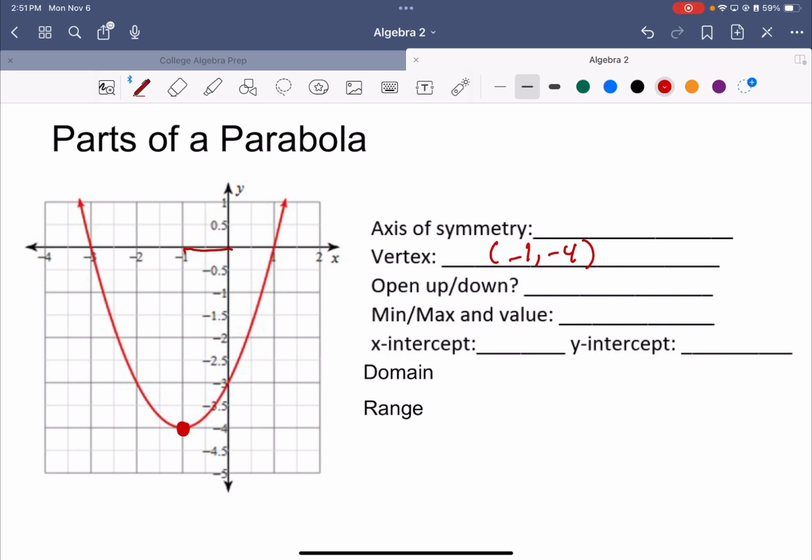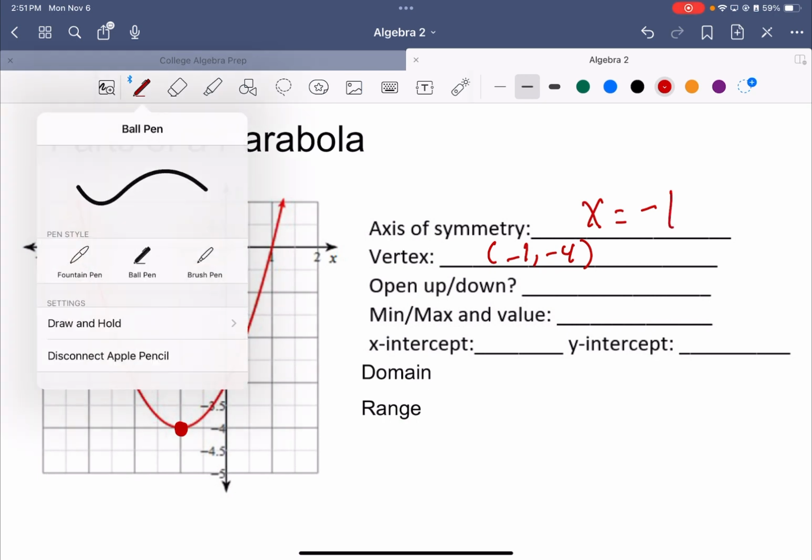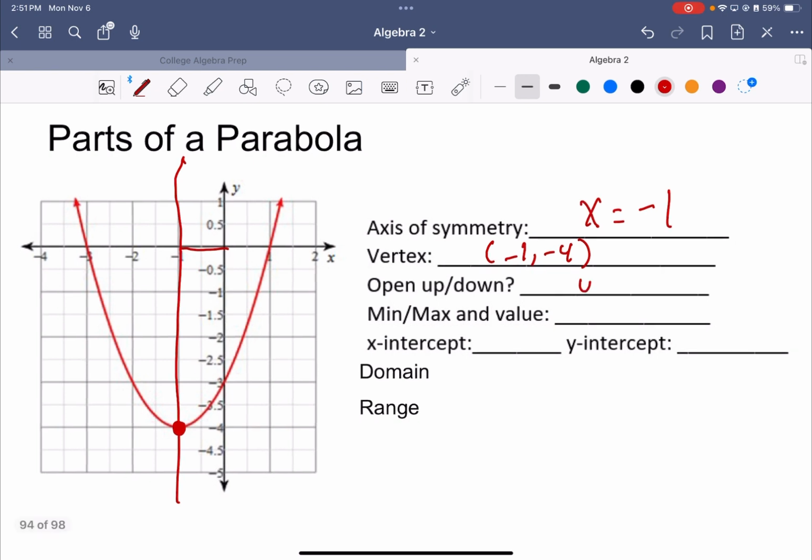The axis of symmetry. We said the axis of symmetry was my x value at the vertex. It was my h value. So in this case, my axis of symmetry is x is equal to -1. So it's this line right here. Now, does the graph open up or down? It's pretty obvious it opens up, right? So, is this a maximum or minimum graph? This is a minimum graph. So it's a minimum graph, and its y is equal to -4. Or just -4, doesn't matter.